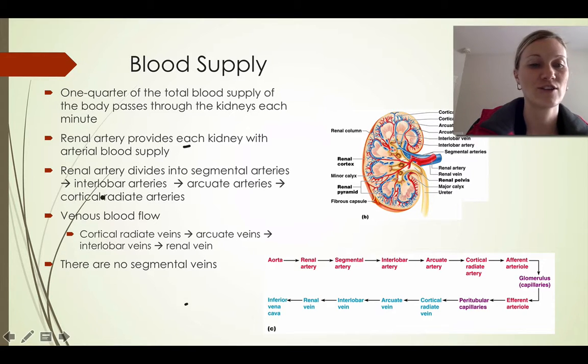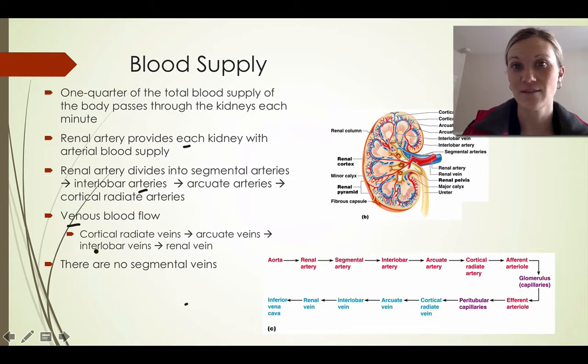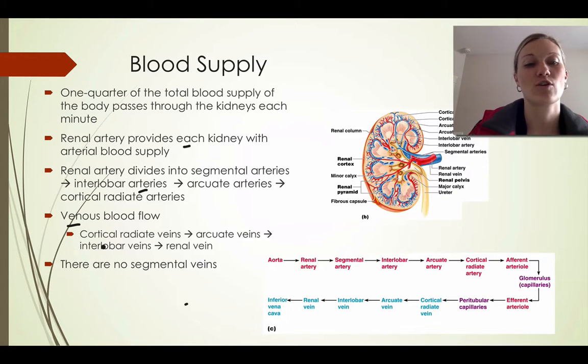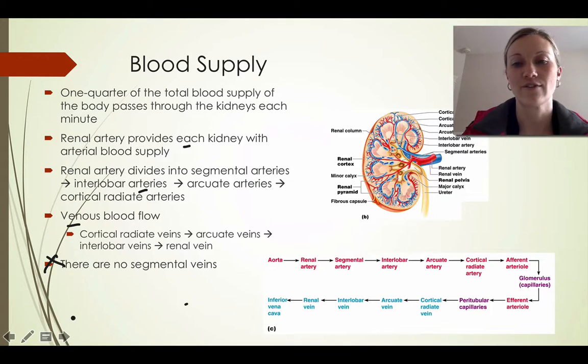So you have the interlobar arteries, the arcuate arteries, and the cortical radiate arteries as well. And then you have some veins. Remember, the veins are going to take blood and return it back to the heart. So you have the cortical veins, same thing, you have the arcuate veins, the interlobar veins, and the renal vein. There are also no segmental veins. You don't really have to know that for your test, but just to be aware of that.